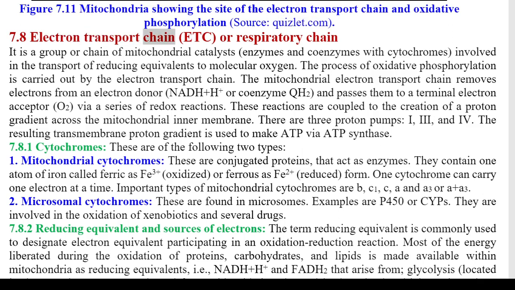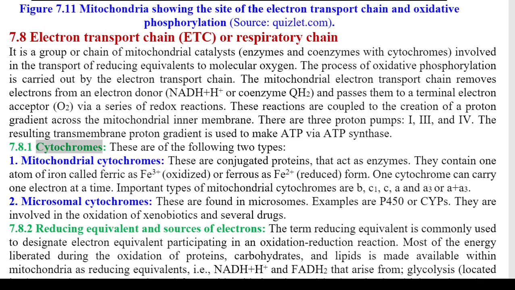7.8 Electron transport chain, ETC, or respiratory chain. It is a group or chain of mitochondrial catalysts, enzymes and coenzymes with cytochromes, involved in the transport of reducing equivalents to molecular oxygen. The process of oxidative phosphorylation is carried out by the electron transport chain. The mitochondrial electron transport chain removes electrons from an electron donor, NADH + H+ or coenzyme QH2, and passes them to a terminal electron acceptor, O2, via a series of redox reactions. These reactions are coupled to the creation of a proton gradient across the mitochondrial inner membrane. There are 3 proton pumps: complexes I, III, and IV. The resulting transmembrane proton gradient is used to make ATP via ATP synthase.